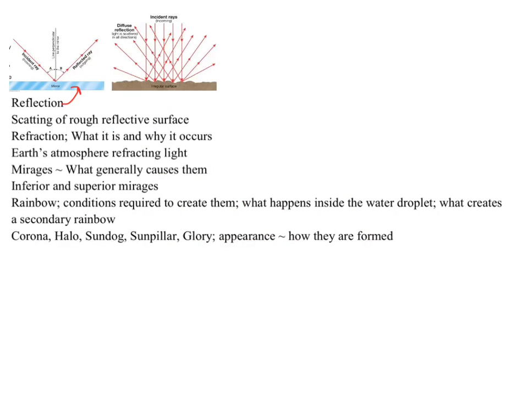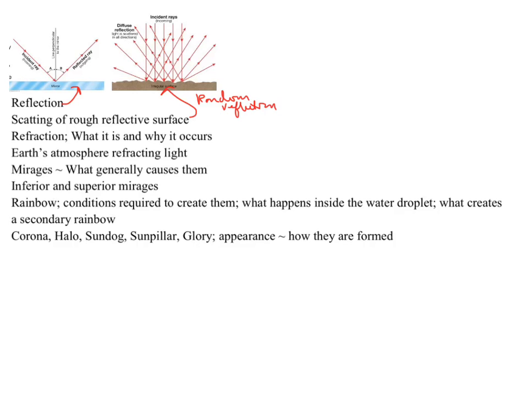All right, on to the last chapter. So reflection is basically we know where the beam of light's going to go. That's reflection. The angle of reflection can be anticipated by the angle of what we call incidence.